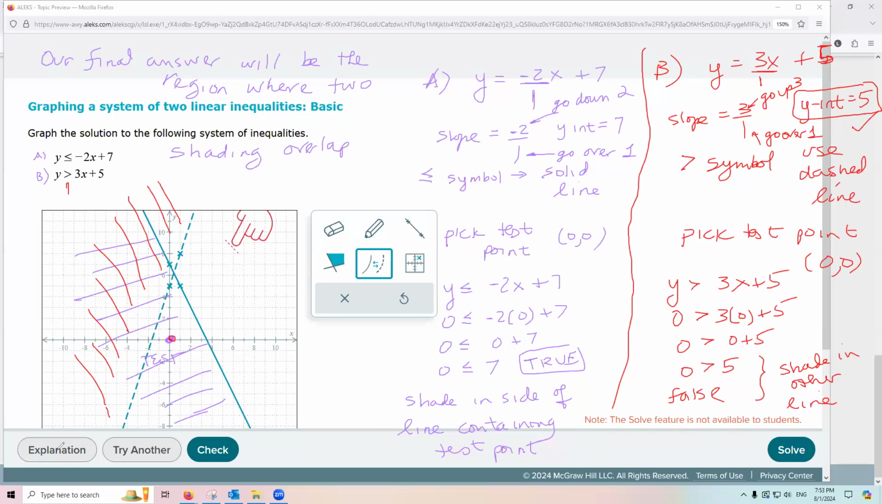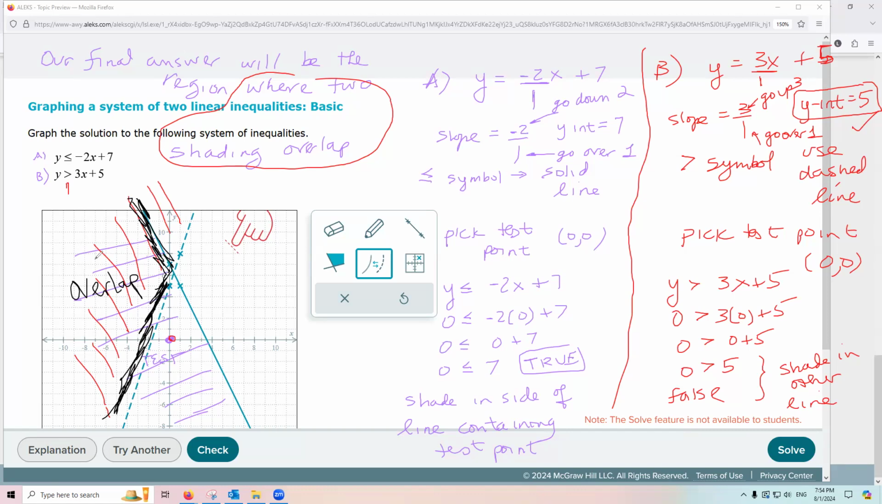Now, what I want for my answer is where the two shadings overlap. So I'm looking for where does the red and the purple shading overlap each other, sitting on top of each other. Well, let me highlight it in black. Only this region right here is where the overlap happens. So I'm going to be shading in this region that I'm highlighting here in black.